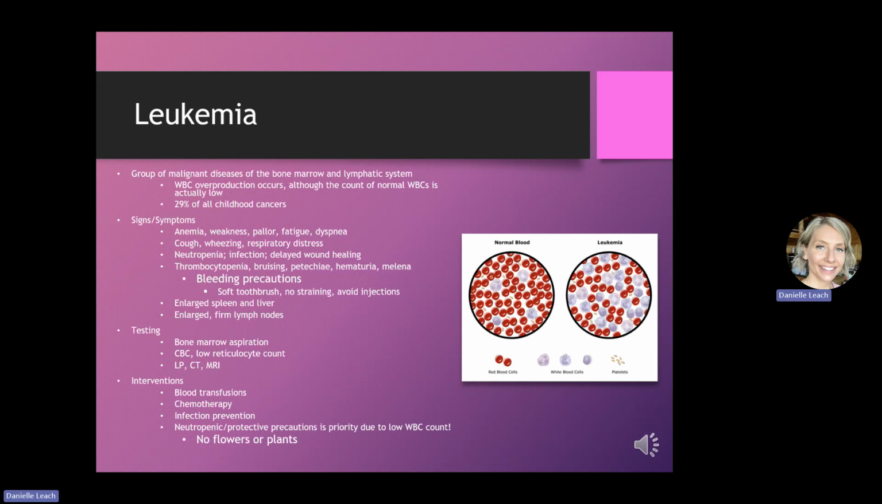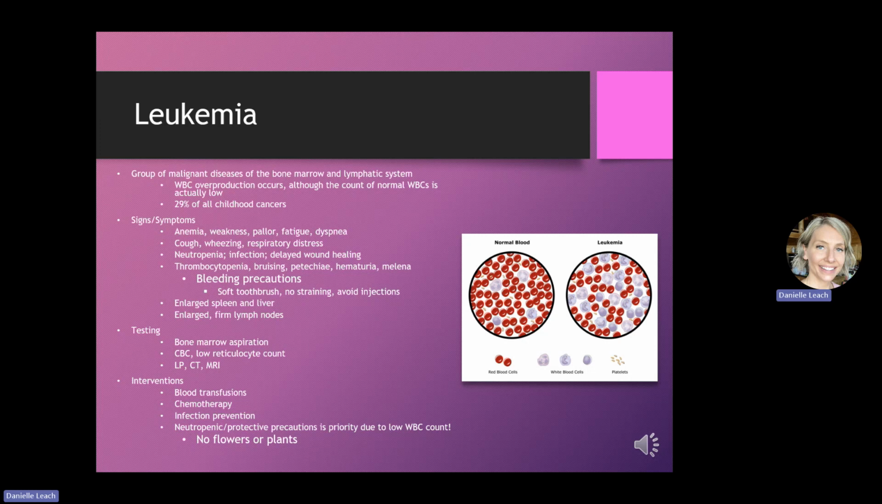Signs and symptoms of this are anything that's going to go with anemia, neutropenia, and thrombocytopenia. So for anemia, they may be weak, pale, tired, short of breath. They may have a cough. They may be wheezing. They may be in respiratory distress. If they are neutropenic, they may be prone to infection and have delayed wound healing. If they're thrombocytopenic, they have low platelets, so bruising, petechiae, blood and urine, nosebleeds, blood and stool. They may be on bleeding precautions, which is similar to what we've talked about before, avoiding injections, using a soft toothbrush, no straining, so they may be prescribed stool softeners.